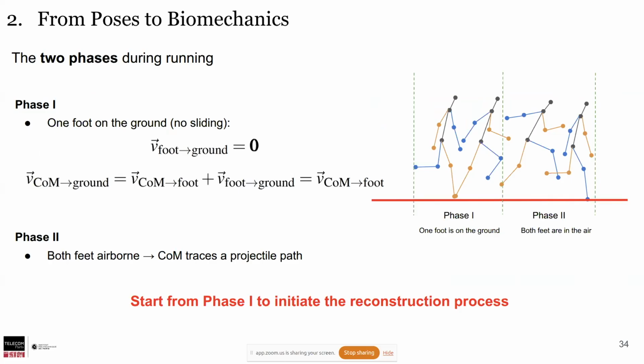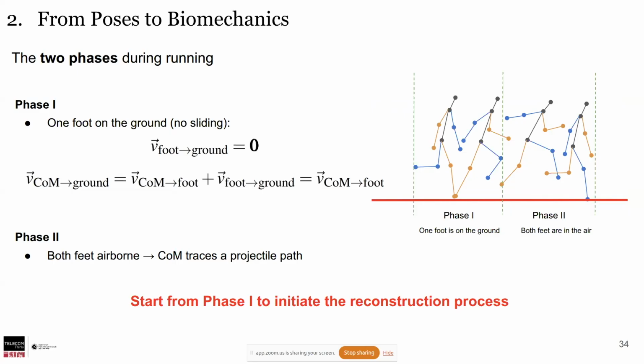Actually, the idea is very simple. We consider the running in most sports, which is a very important process. During running, there are two phases. Phase one is that we have one foot on the ground, so the foot will stick to the ground. In this phase, if we have the 3D poses, we only need to fix the joint at the foot which contacts the ground. So we get the pose at its global position.